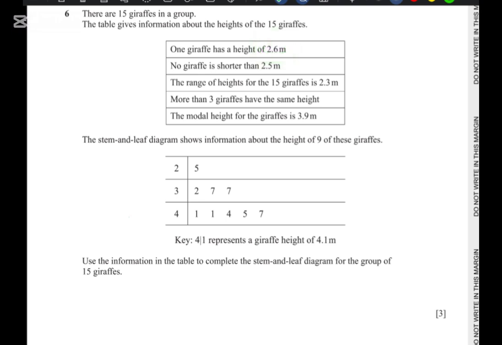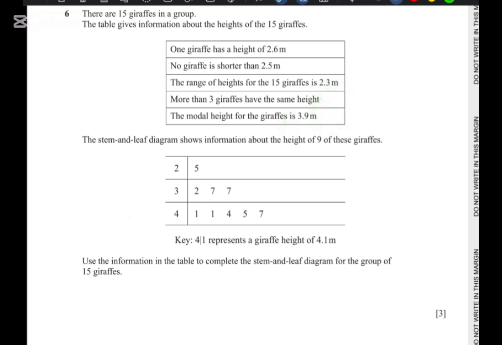No giraffe is shorter than 2.5. The range of heights for the 15 giraffes is 2.3. More than 3 giraffes have the same height. The modal height for the giraffes is 3.9. This is the information given.